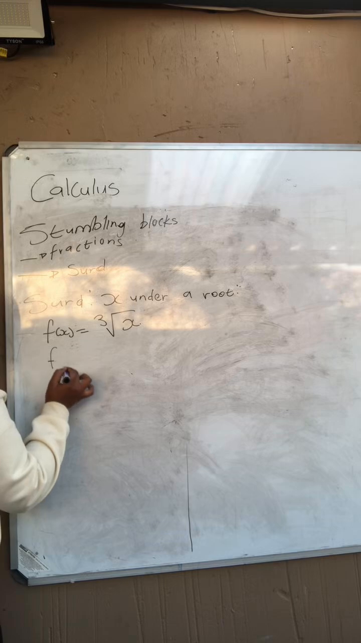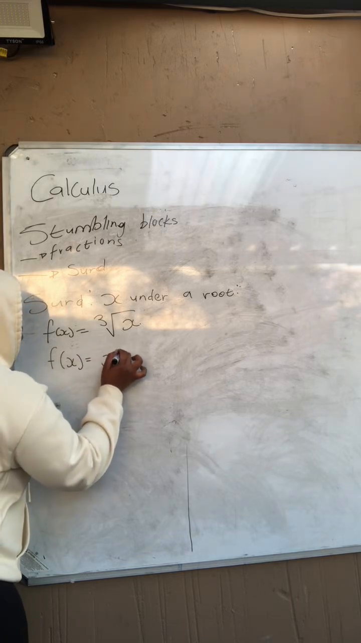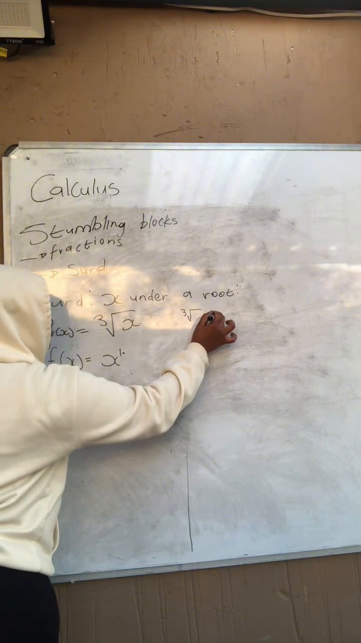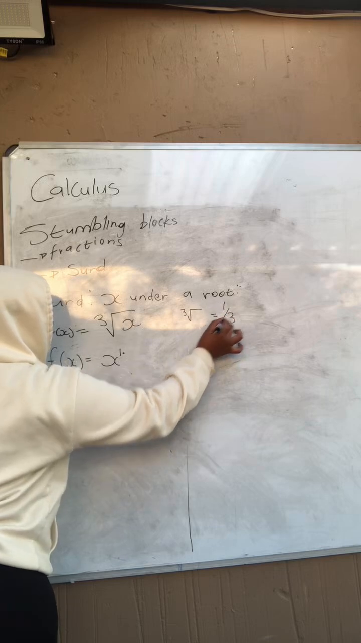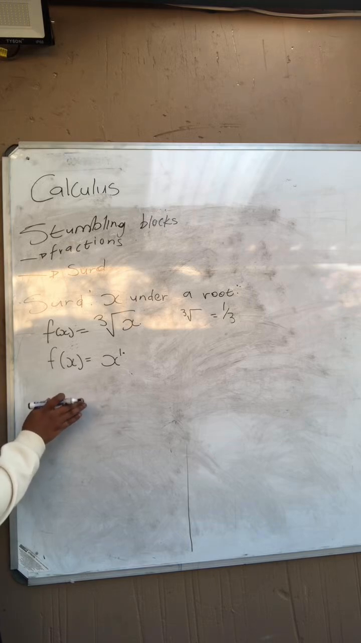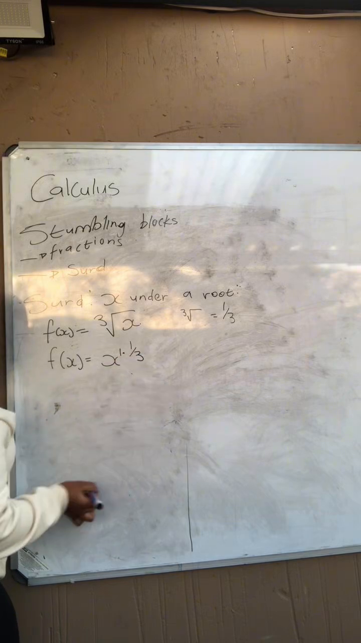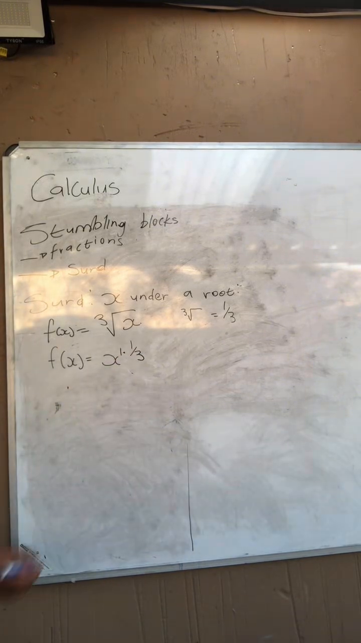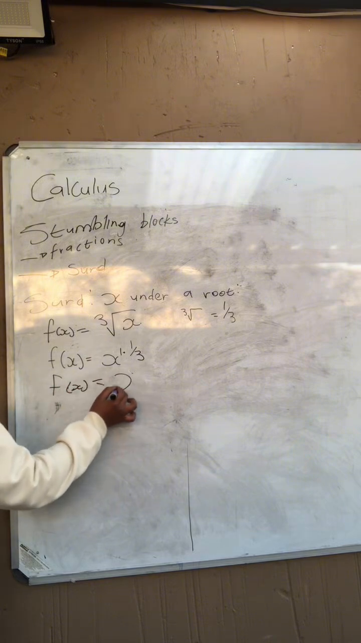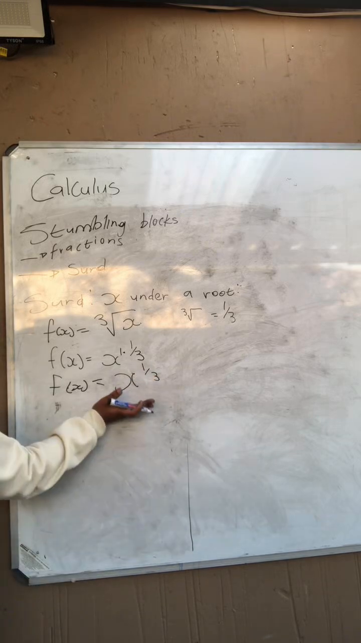So we are going to have f of x, which is equal to x to the power 1, multiplied by, we know that cube root is the same as 1 over 3, right? So here we are going to have f of x equal to 1 multiplied by 1 over 3. So from there we are going to have f of x equal to x to the power 1 over 3.